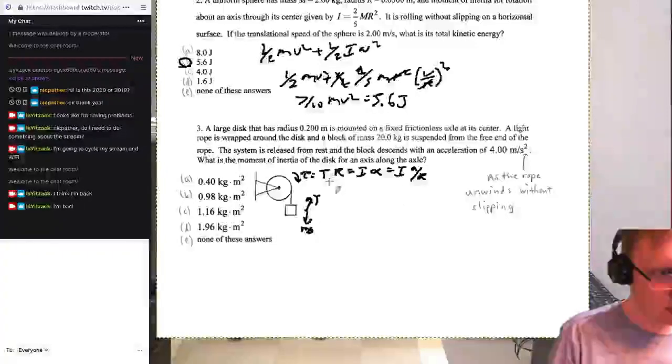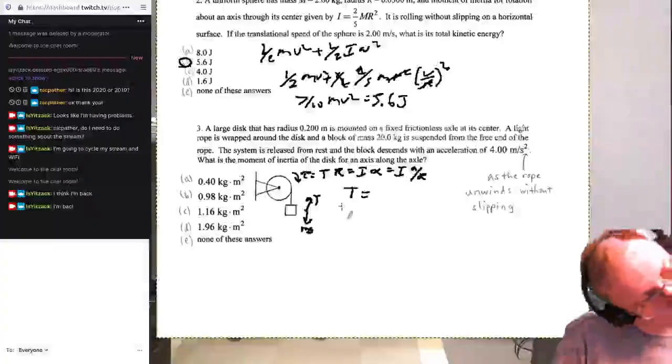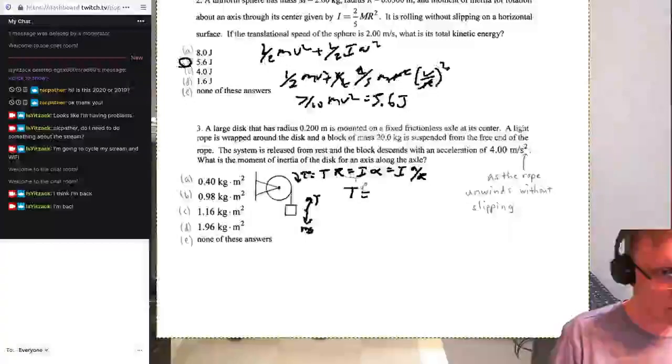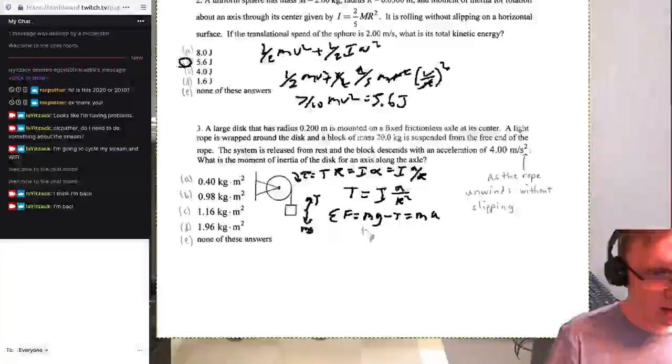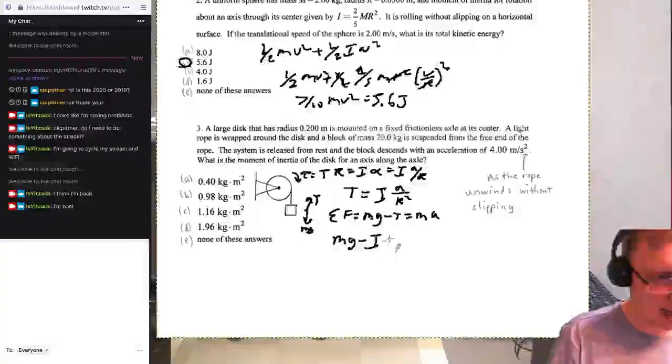Therefore, the tension is equal to I a divided by R squared. Okay, so then over here, setting up this system of equations where we have the sum of forces, I would like my acceleration pointing in the positive direction, therefore mg is positive minus tension pulling up is equal to ma. So then mg minus I a on R squared is equal to ma.